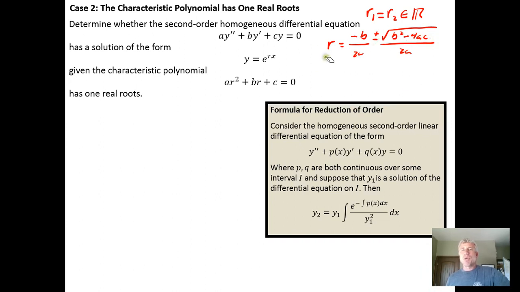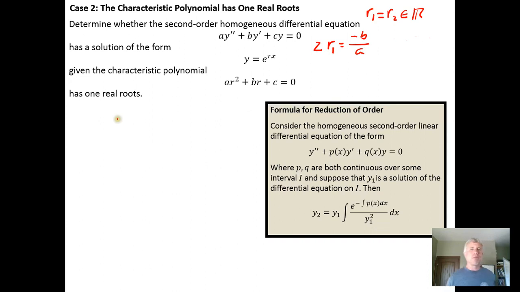We know that from the quadratic formula we get negative b over twice a plus or minus 0, which is why there's only one root. When we did the plus or minus part, we only got a 0. So our root 1 is going to look like the opposite of b over 2 times a. And if I multiply both sides by 2, I see that twice root 1 is going to be equal to the opposite of b over a.